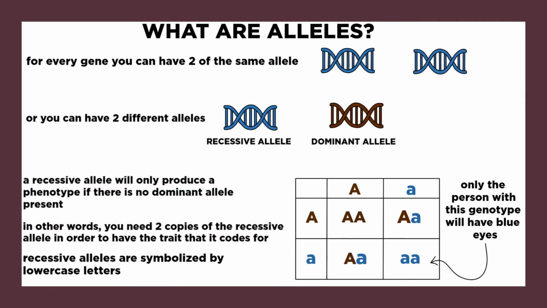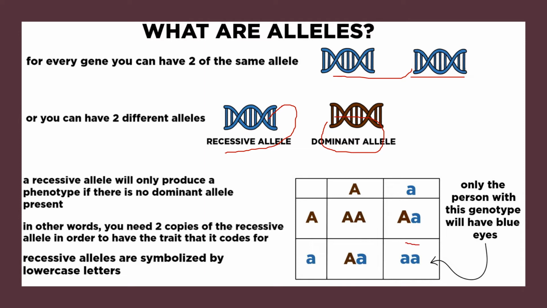What are alleles? Now, for every gene, you can have two of the same allele. Example, itong blue, this would represent the allele for blue eyes. Or you can have two different alleles. One recessive allele na blue for blue eyes and then one dominant allele for brown eyes. A recessive allele will only produce a phenotype if there is no dominant allele present.